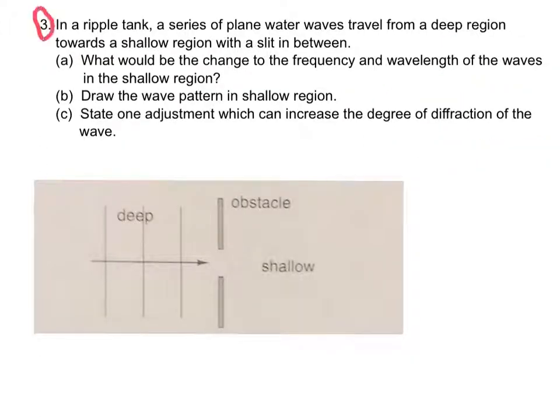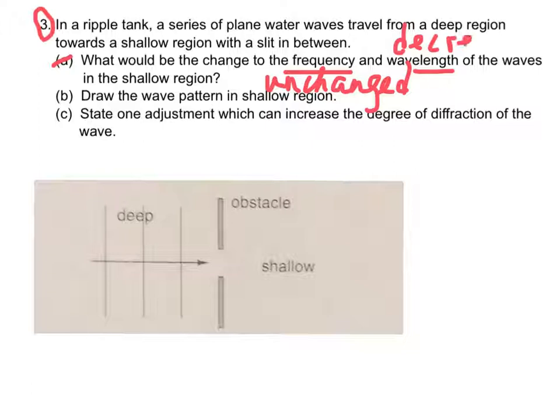Number 3. Part A. When the water wave passes through the slit, the frequency remains unchanged. Since the speed decreases, the wavelength will also decrease.